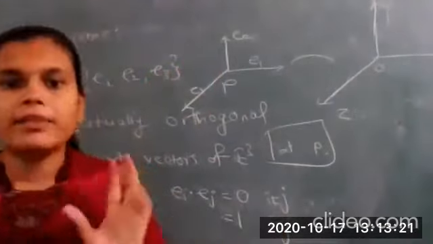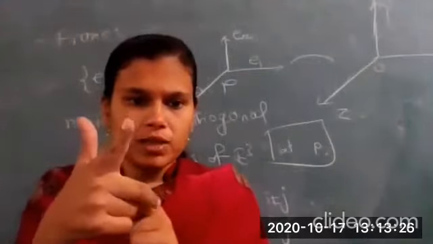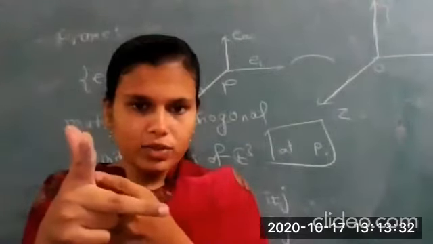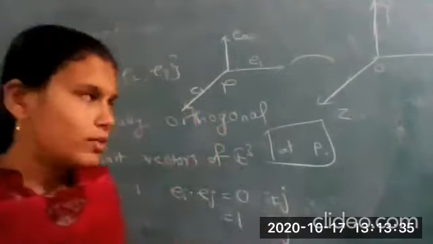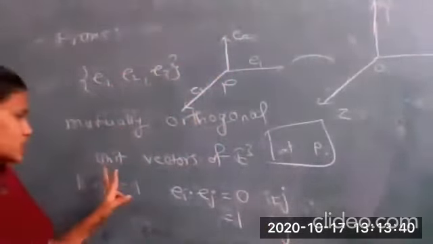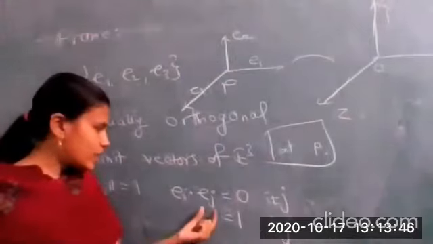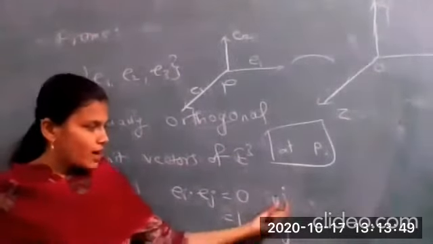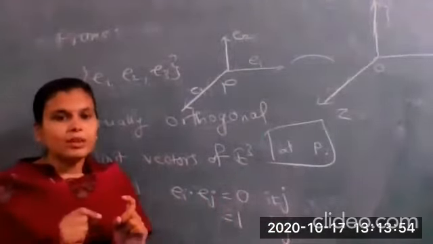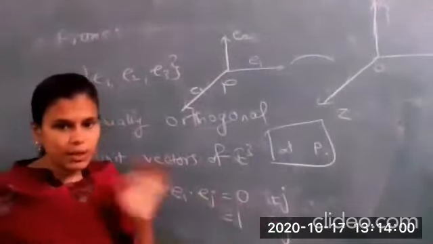At any point P, I can have three mutually orthogonal unit vectors. Suppose I have this point. At this point, I can have the x, y, and z axes. What is the condition? They should be mutually orthogonal, and they should be unit vectors. This condition can be described as Ei dot Ej equal to 0 if i is not equal to j. That is E1 dot E2 is 0, E2 dot E3 is 0, and similarly E1 dot E3 is 0. And E1 dot E1 should be equal to 1.